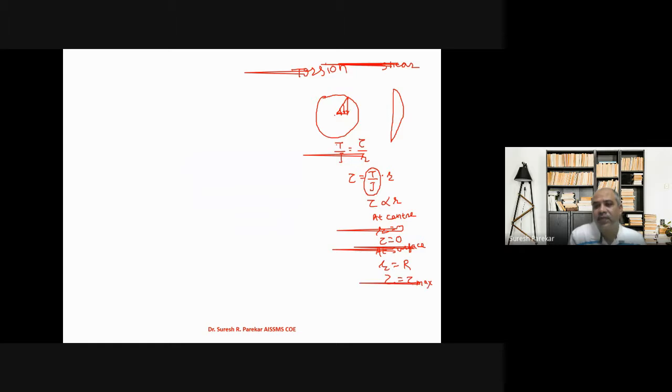So do not confuse the shear stress diagram due to torsion. Torsion is the same as bending. In bending also, if you remember, sigma is proportional to y and M by I is constant. So this is linear. The shear stress diagram for torsion is linear and the shear stress diagram for shear is a parabola. So be very careful, do not confuse the shear stress diagram for torsion and for shear.